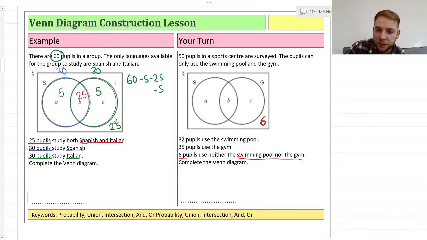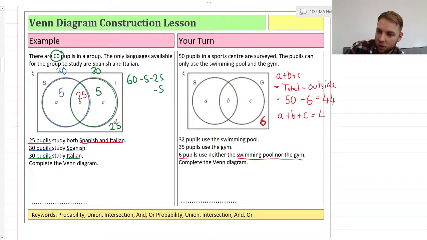So to find these 3 parts here, I need to do A plus B plus C is equal to the total subtract the outside. Now the total of this, which is everybody, is equal to 50 minus the outside, which is 6. So 50 minus 6 is equal to 44. So that represents A plus B plus C, which is equal to 44.